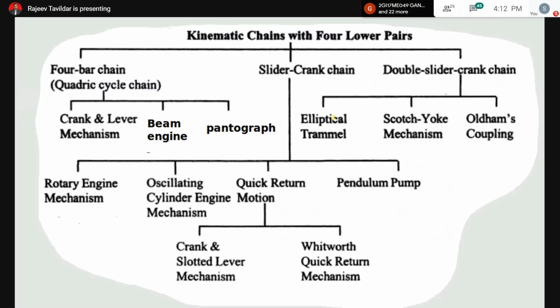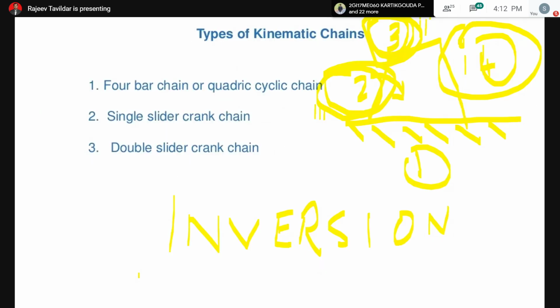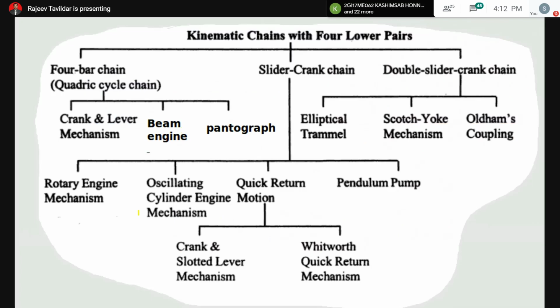So like this, in the next slide, I'm not going to teach anything. These are the different inversions that we are studying from syllabus point of view. For the first inversion, we are only talking about the direct application. For example, for this 4-bar chain, as I said, 3 inversions can be obtained, so directly we are studying what is the application. One is beam engine, say pantograph, crank and lever mechanism. So there are different options available here. If you choose different textbooks, they might have used different applications. Ultimately, what I want is, for 4-bar chain, it has 3 inversions, so I should be able to understand or explain at least 3 applications over here.